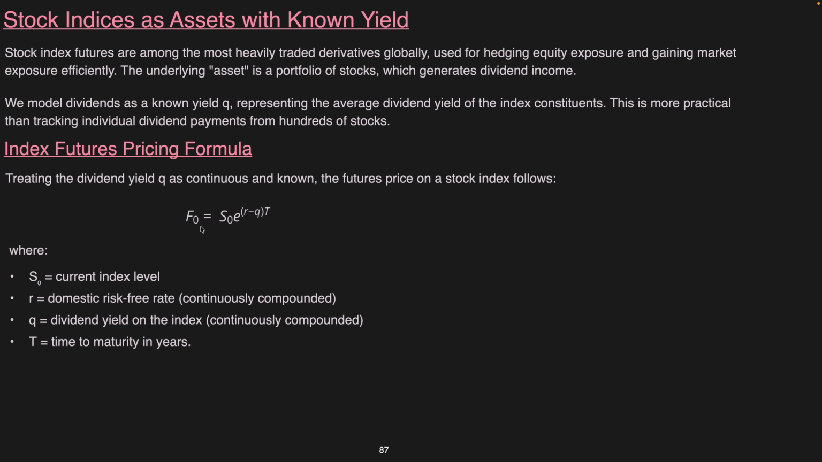So what is the understanding of this equation? It says that the future price gets reduced by a percentage equal to the yield of the dividends received from the constituents of the index in which you have taken the future position. S0 is the current index level, r is the domestic risk free rate, continuously compounded, and q is the dividend yield on the index. So you are taking dividend as a percentage of the index. That's why it is called dividend yield on the index. And T is the time to maturity in years.